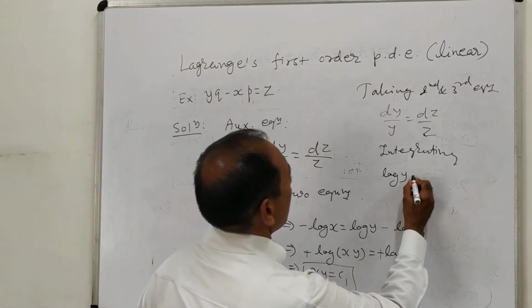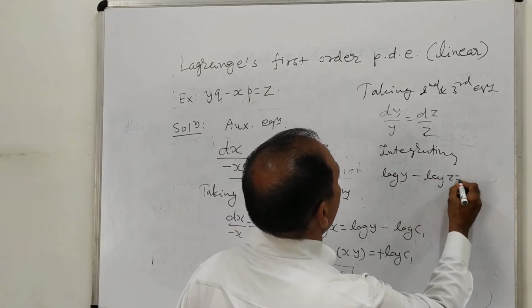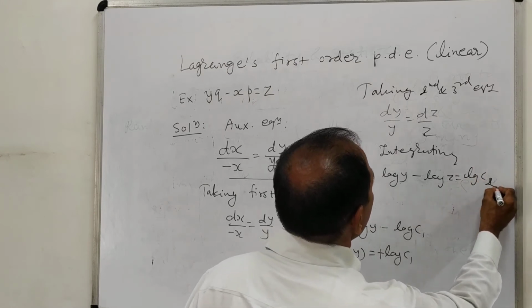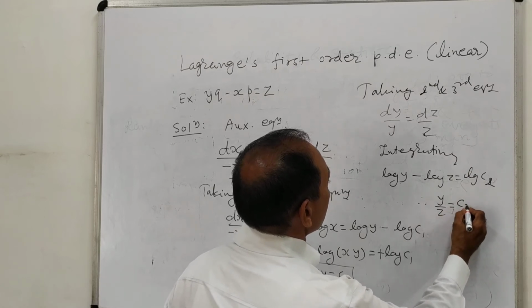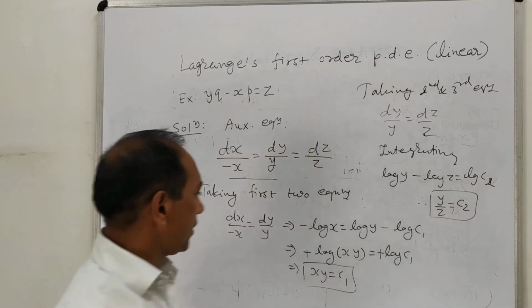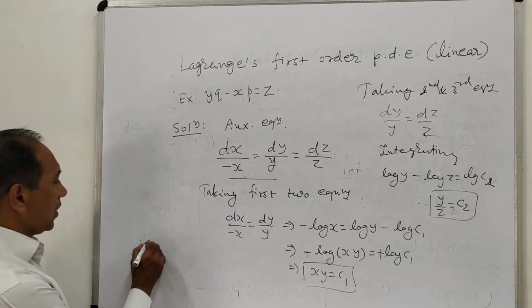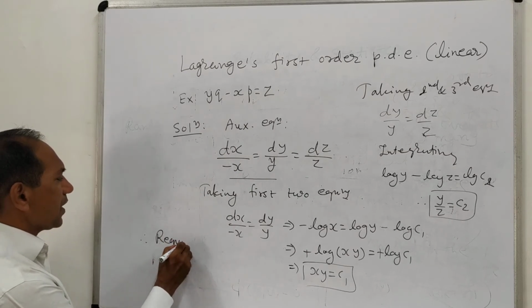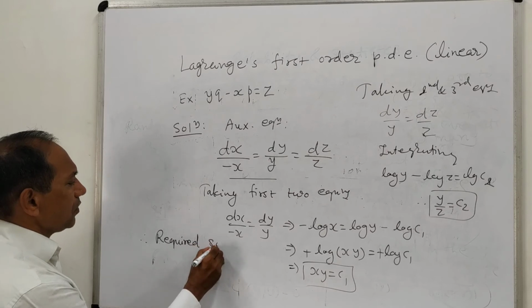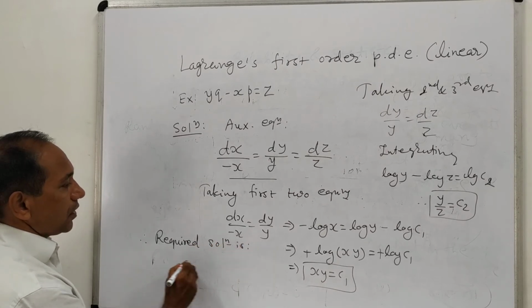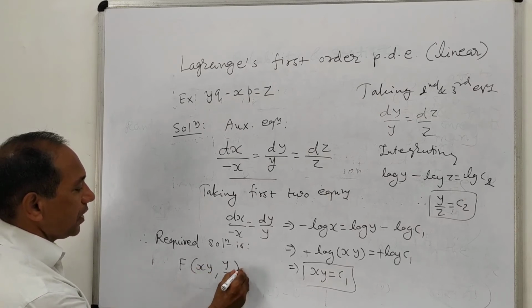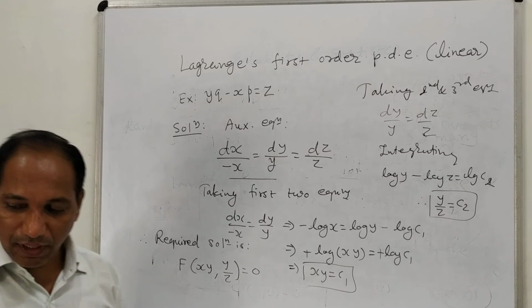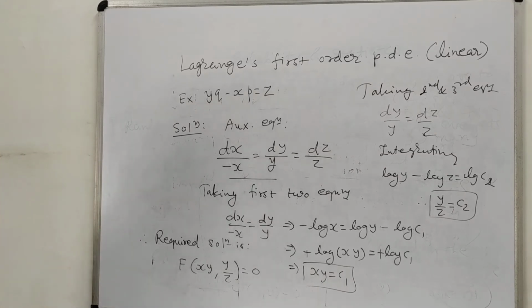So log of y minus log of z equals log of c2. c1 is already used, so here I will write down c2. So therefore this will give us y upon z equal to c2. So this is the second solution obtained. So now therefore the general solution, or mostly we will use this common sentence, required solution is capital F of xy, y upon z equal to 0, and hence it is the solution, and you can get the 3 to 4 marks, whatever is the weightage, very easily.